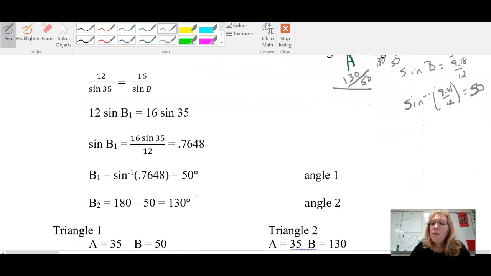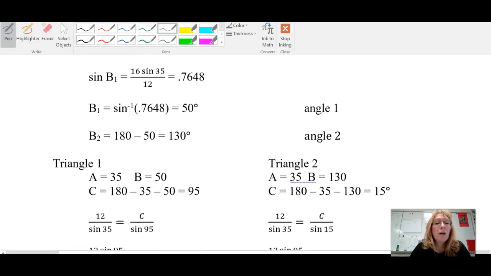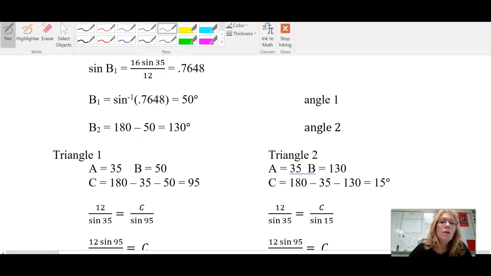All right, so we got our 50 and our 130. We have our two triangles. So this one here, oh, it's above now and you can't see it. Let's redraw him in. So this guy is the big one. So we've got 35 here, 50 here. We have 16 here, and, whoops, that's terrible. We can calculate C by taking 180 minus 35 minus 50, and that's 95.